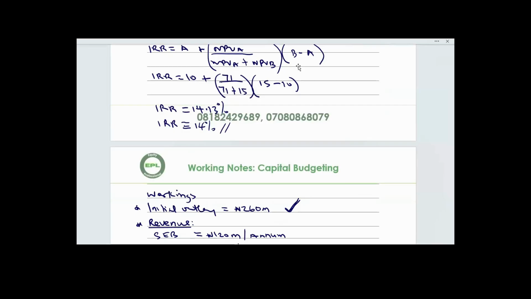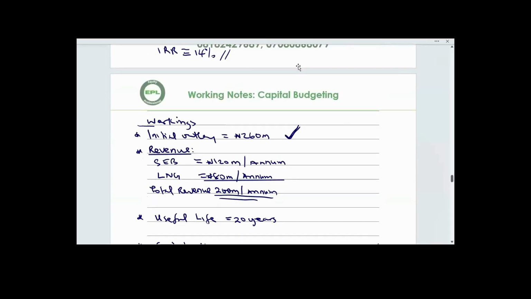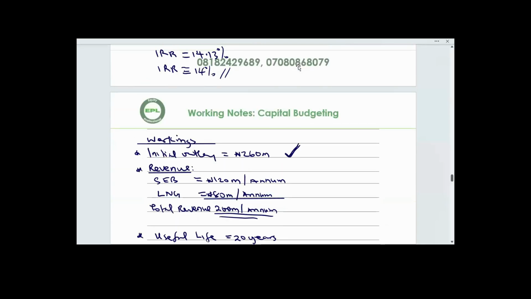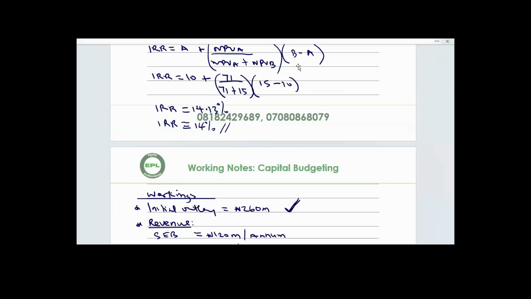So when you have independent projects, or independent investments, the decision of NPV will always be consistent with the decision of internal rate of return. It is only under mutually exclusive projects that the two of them may be conflicting. So that's end of the question. Let me know if you have any question for me so that we can close the class.